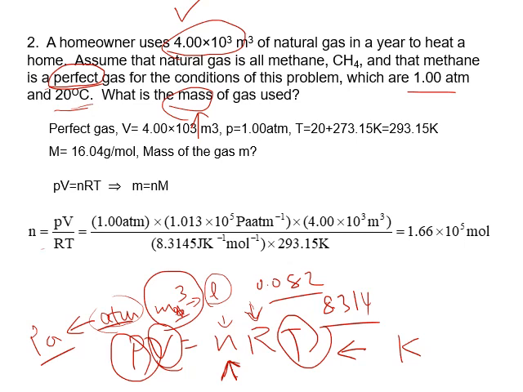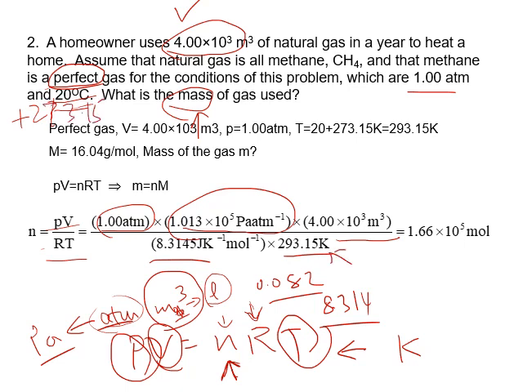So here is what is given, and we use the ideal gas law. The number of moles is calculated by PV divided by RT. So here we change atmosphere to Pascal. The unit conversion factor is 1.013 times 10 to the 5th Pascal per atmosphere. And volume you keep in cubic meter, SI unit, and R is 8.3145, and temperature is 20 Celsius plus 273.15, that gives you Kelvin. So the number of moles is 1.66 times 10 to the 5th mole.